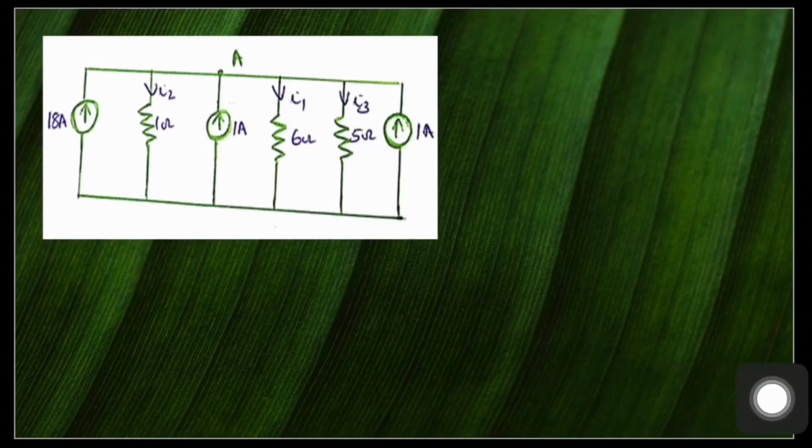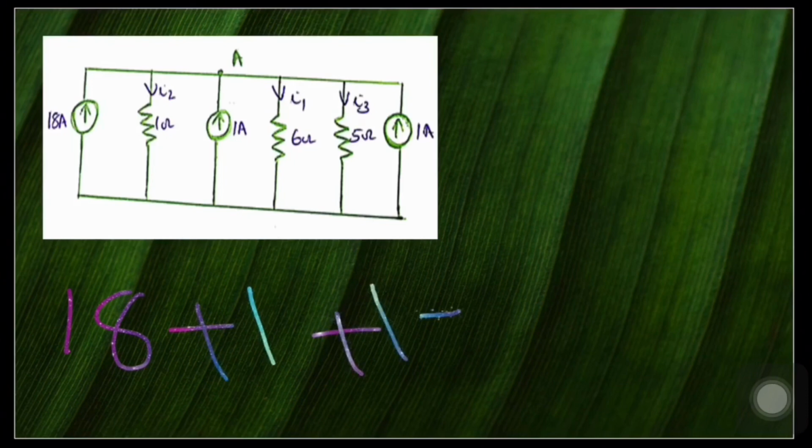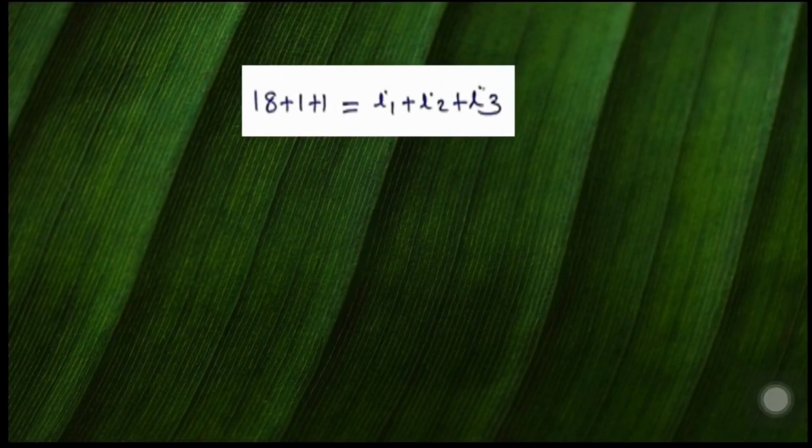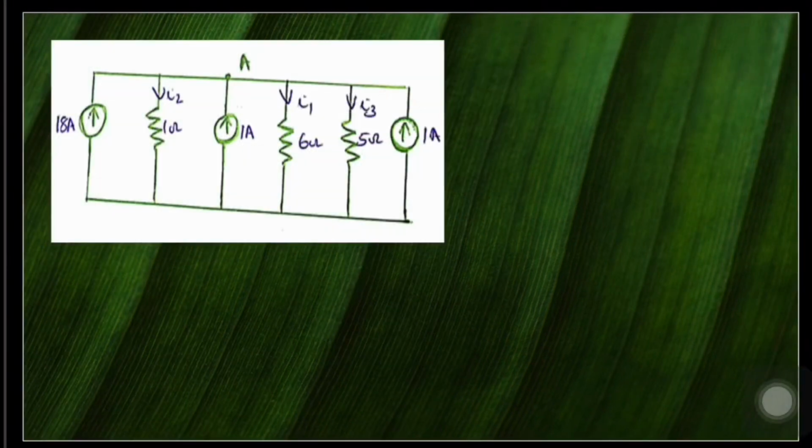By KCL, sum of currents entering at a node is equal to sum of currents leaving that node. Hence, we can write 18 plus 1 plus 1 is equal to I1 plus I2 plus I3. Clear? It is written here. Now we are going to find out the expressions of three currents I1, I2 and I3. Let V be the potential at node A.